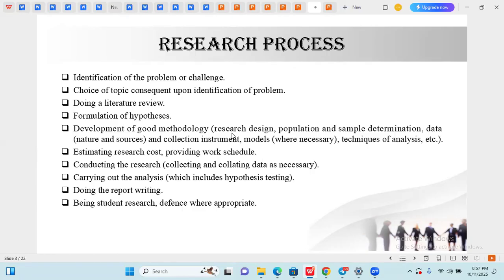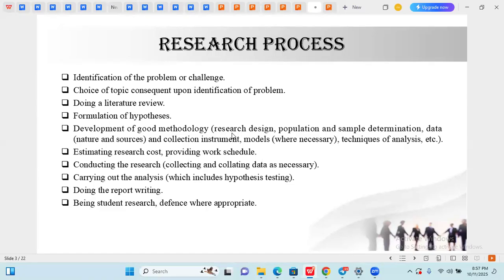Unless your supervisor is very adamant. But most of the time, the supervisor will tell the student, bring your topic. Give me 3 topics and justify the 3 topics. So you are the one actually selecting the topic, you are not selecting the process. So after you examine the cost, you go for conducting the research, collecting data as necessary.